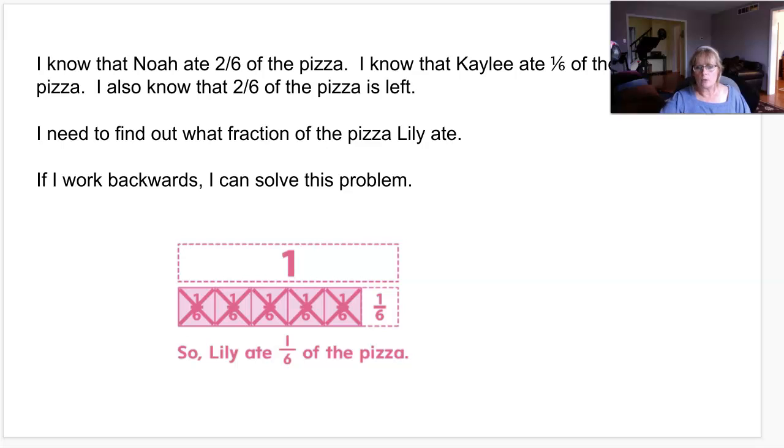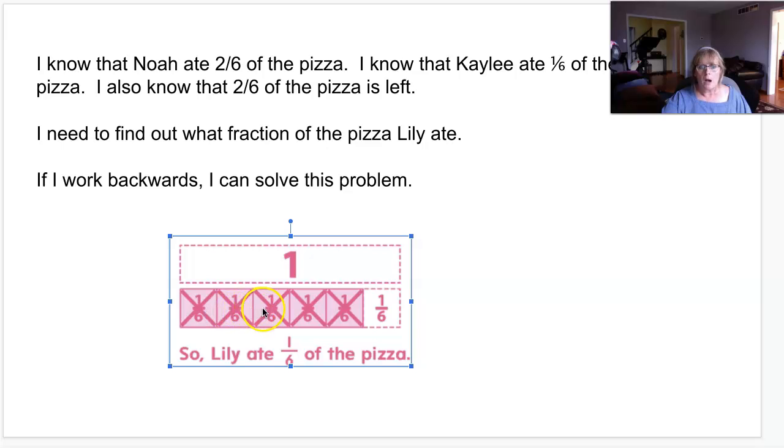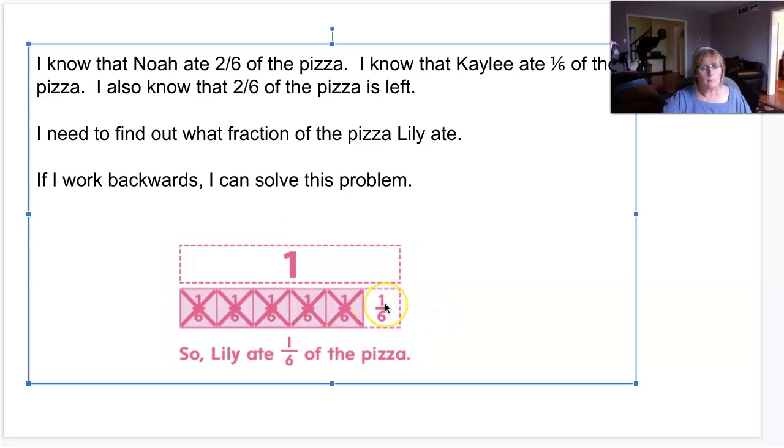Well, if I work backwards, here's my 1 whole pizza. We cut it into 6 equal pieces. The 2/6 right here is what Noah ate. I know that Kaylee ate 1/6, which is right here. And I know that 2/6 of the pizza was left over. So the only thing possible for Lily to have eaten would have been 1/6. Make sense? Okay.